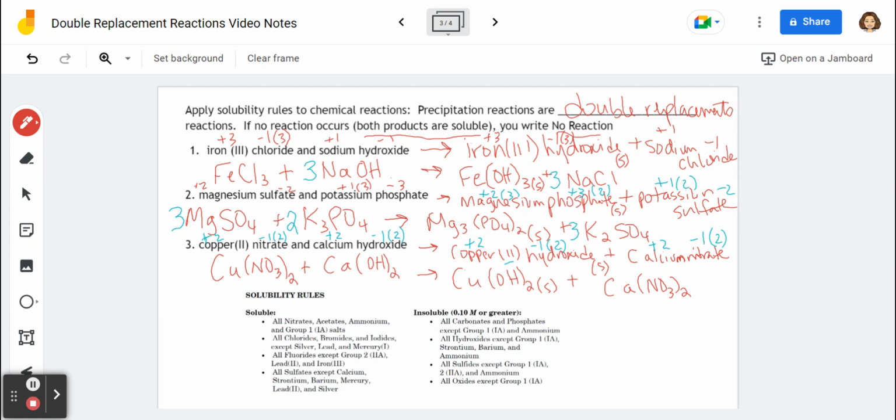And then we balance our equation. So we have 1 copper here, 1 copper there. That's good. 2 nitrates here, 2 nitrates there. That's good. 1 calcium here, 1 calcium there, and then 2 hydroxides and 2 hydroxides. So this one is already balanced.